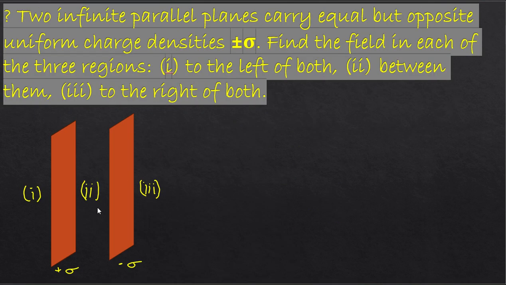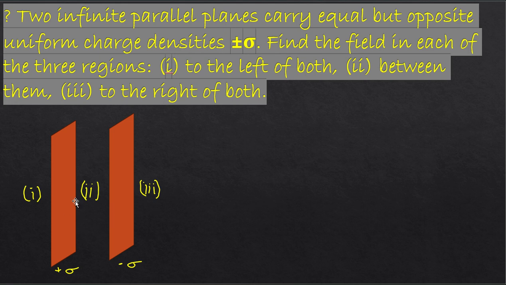Now we have to consider two infinite parallel planes carrying equal but opposite uniform charge density, plus sigma and minus sigma. Find the field in each of three regions: one to the left of both, one between them, and one to the right of both. So we have three regions and we have to find the electric field in these three regions.